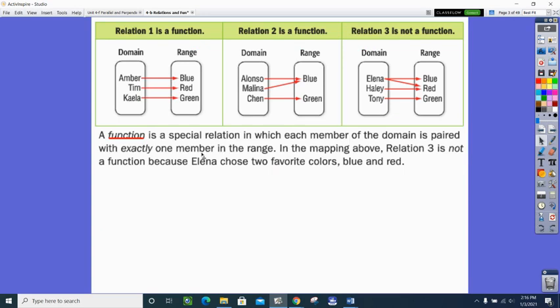So if we take a look at those, let's talk about what a function is more with our math terms. It's a special relation in which each member of the domain, your inputs, is paired with exactly one member in the range. So each person can only have one color. In the mapping above, this relation 3 is not a function because this member of the domain, Elena, is connected to two members of the range. So this input has two outputs. So this is not a function.